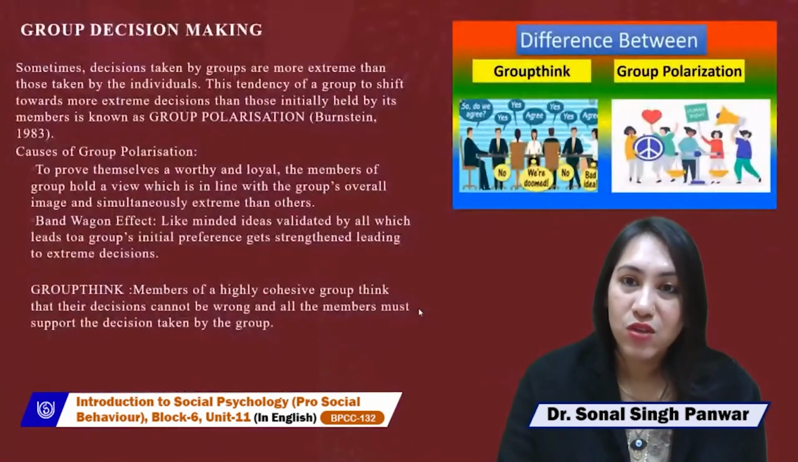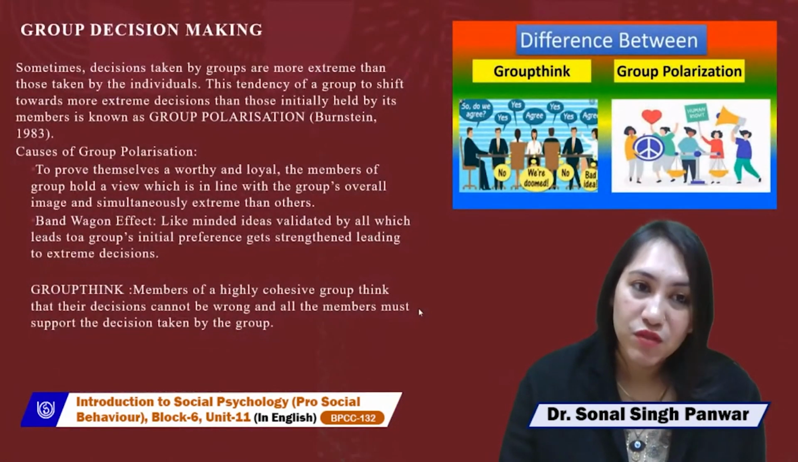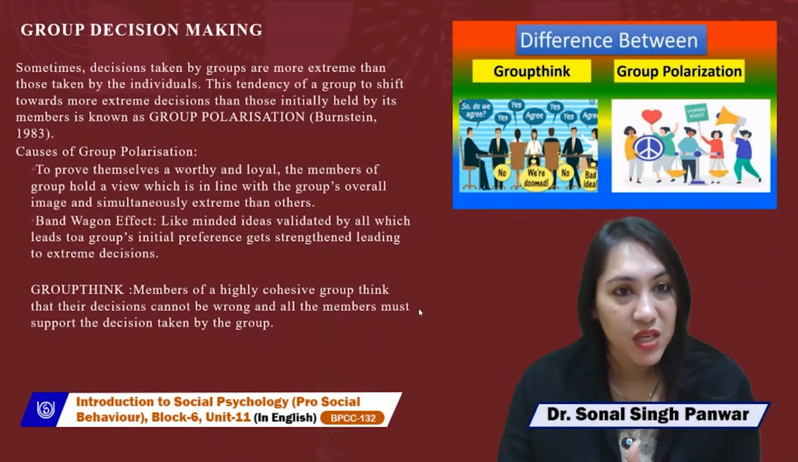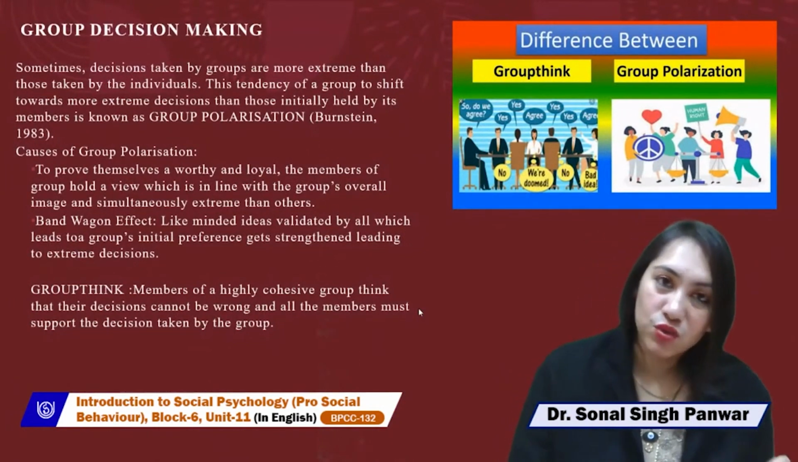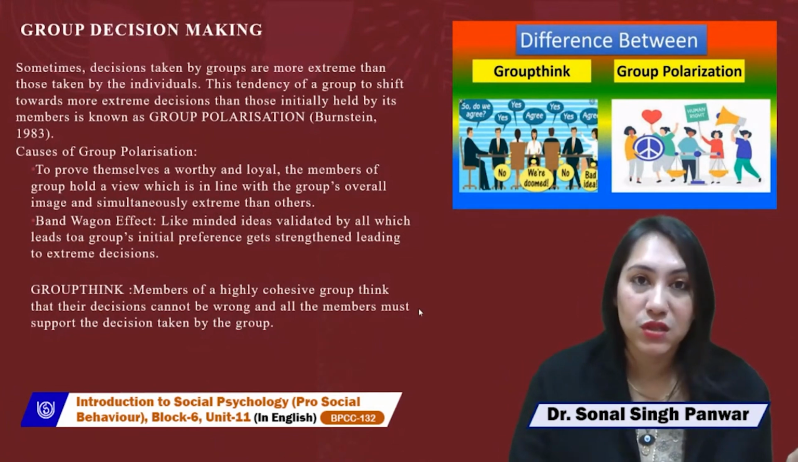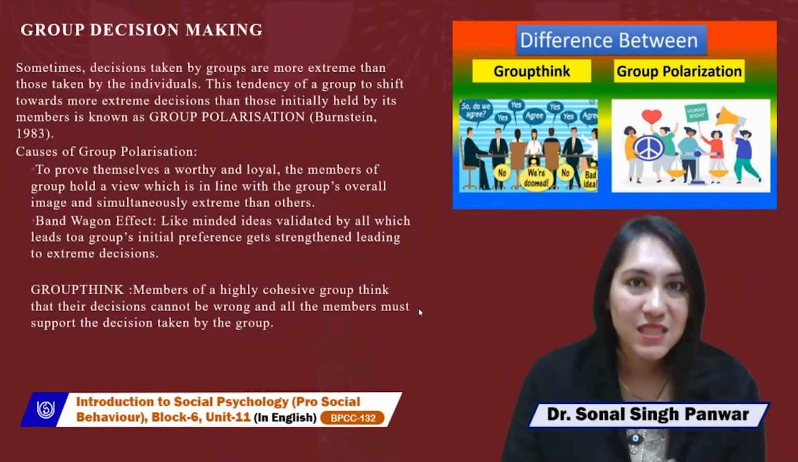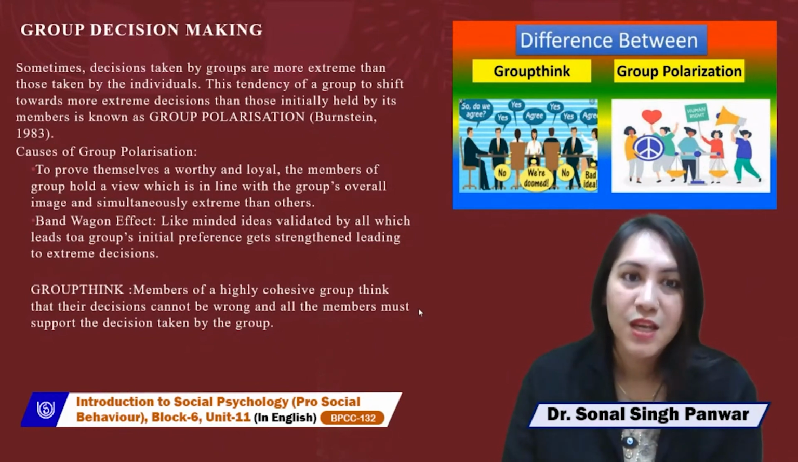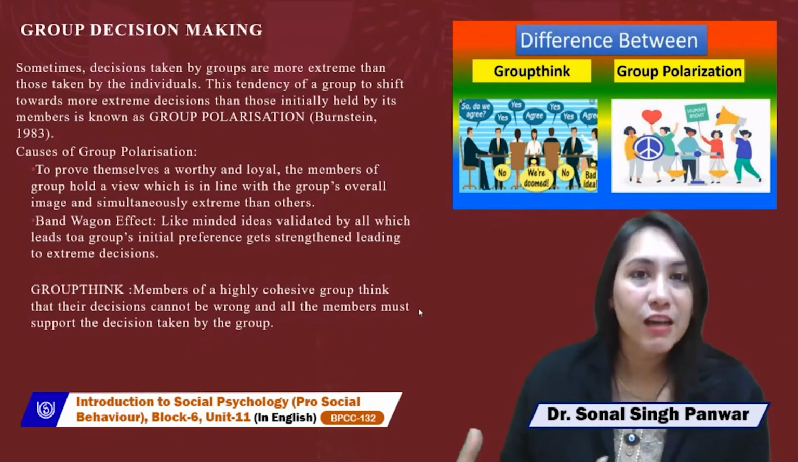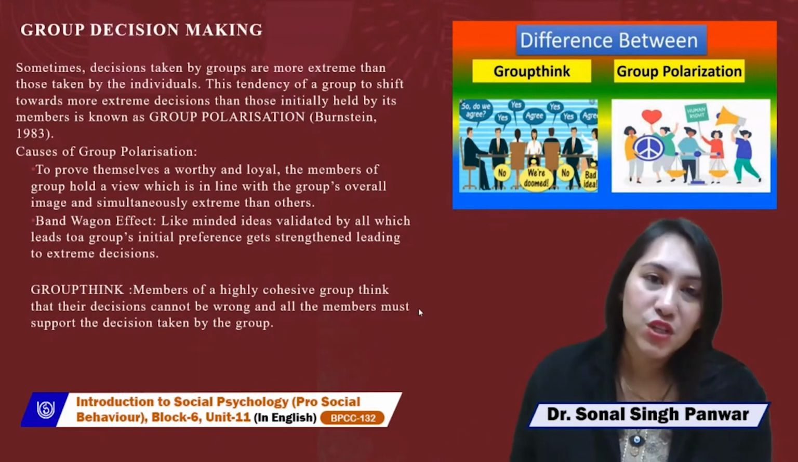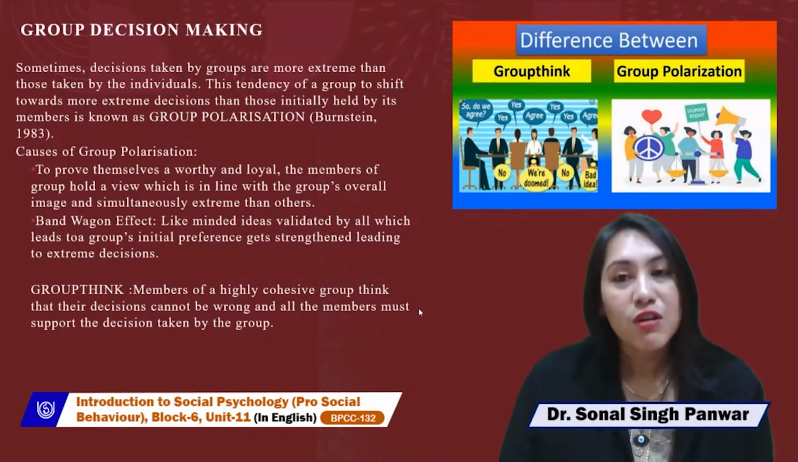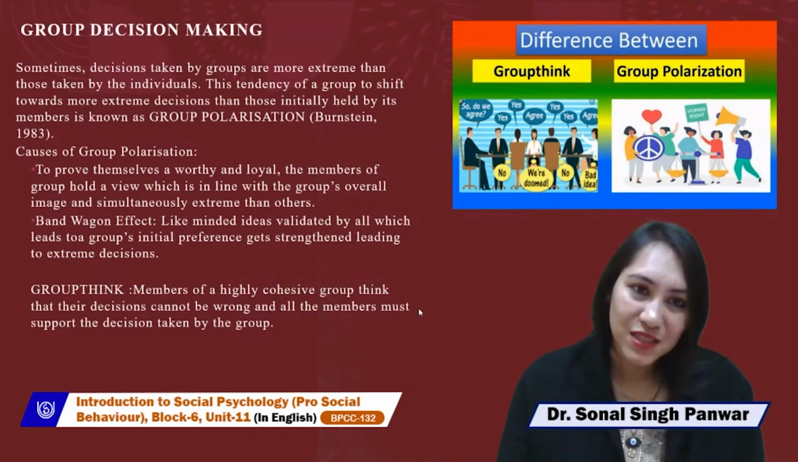So, coming to the two group decision makings that we completed, I'm going back to the picture on the slide. I hope that's clear to everybody. Groupthink happens because of extreme cohesiveness and it leads to irrational decision making. Group polarization is not irrational decision making. It's extreme decision making because of people feeling alike, loyal to one another and worthy of one another in the group. So that is groupthink and group polarization.